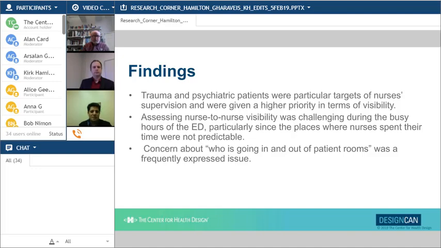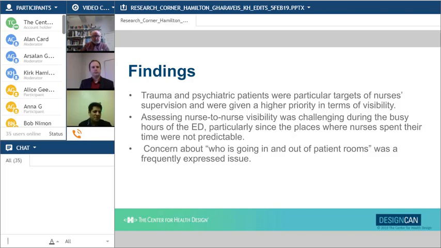And also we talked about how assessing nurse-to-nurse visibility was challenging during busy hours, because when the department is getting really busy, it was very hard to find them in public spaces or corridors because they were with the patients in the rooms. Versus the times that were not really busy, when there was a lot to see in the department, and I could capture a lot of communication.